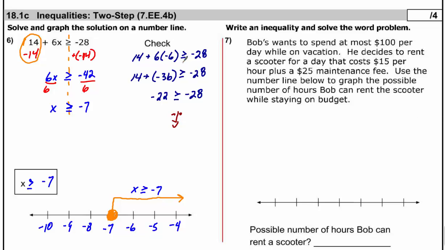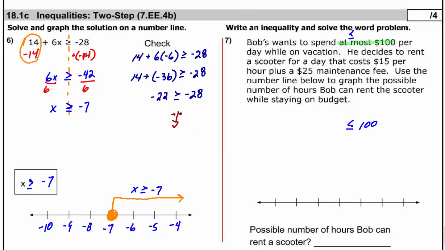All right, Bob and his vacation. Bob wants to spend at most $100. When you see at most, it means he'll spend less than that, or he'll spend $100, but he won't spend more. He wants to spend less than or equal to. So he wants to spend at most $100.